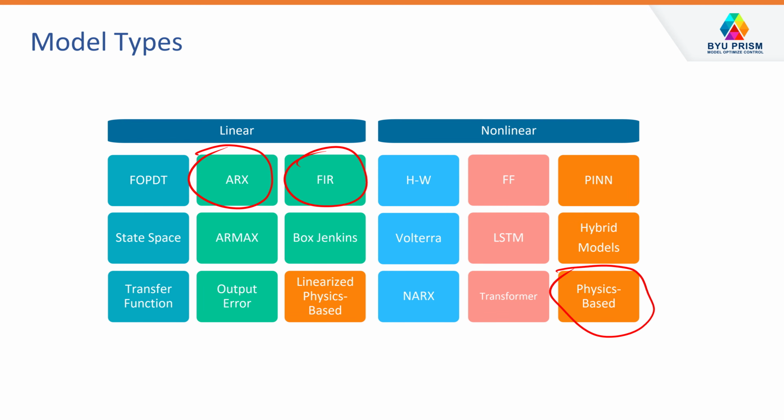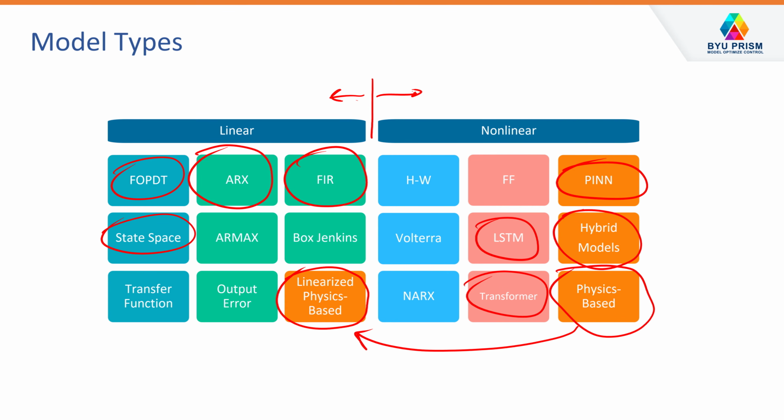You can linearize a physics-based model to get a linearized physics-based model. And on this side are the linear models, and on this side are the nonlinear models. So you've got different types of models like physics-informed neural networks, hybrid models, long short-term memory models, transformers. On the linear side, you have state space models, you have first order plus dead time models, transfer functions, and other types of linear identified models.